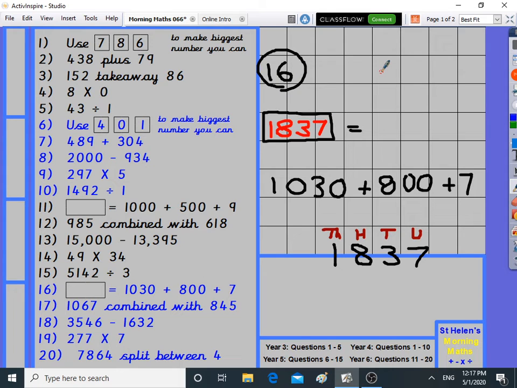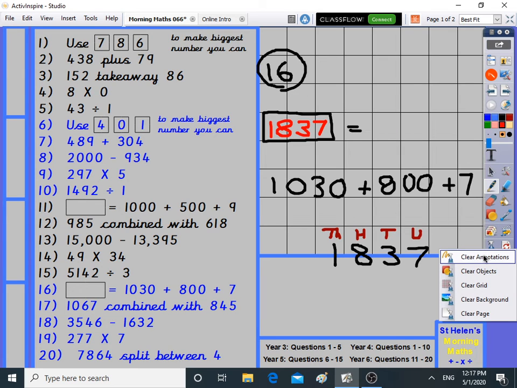1,837 as a year is 1837, and that's when Queen Victoria became Queen of Great Britain, and she was Queen for a long, long time, till 1901. Time to move on to number 17.